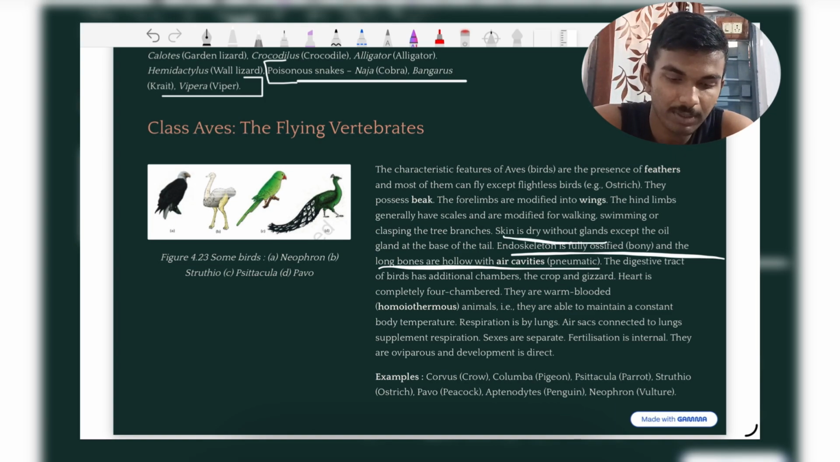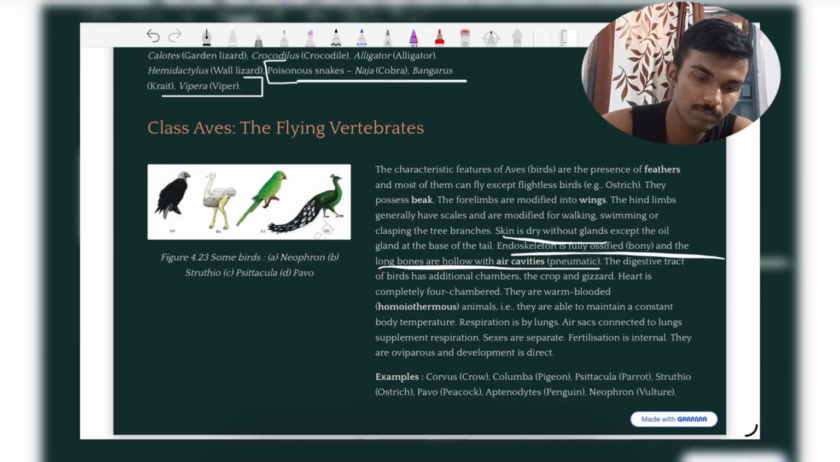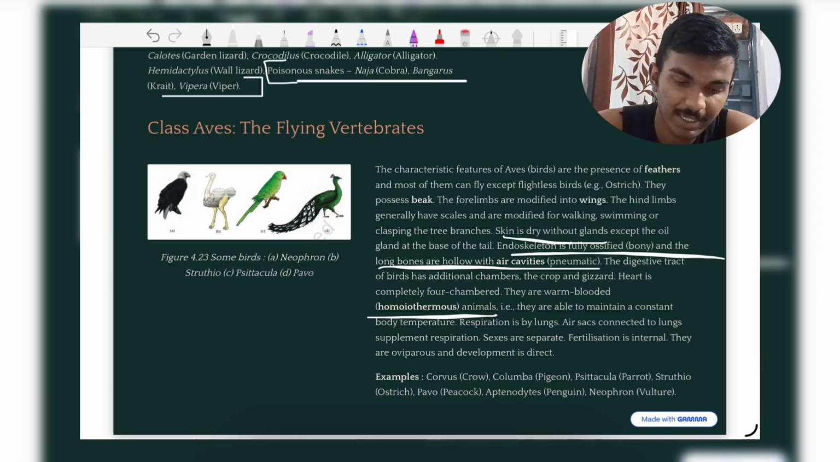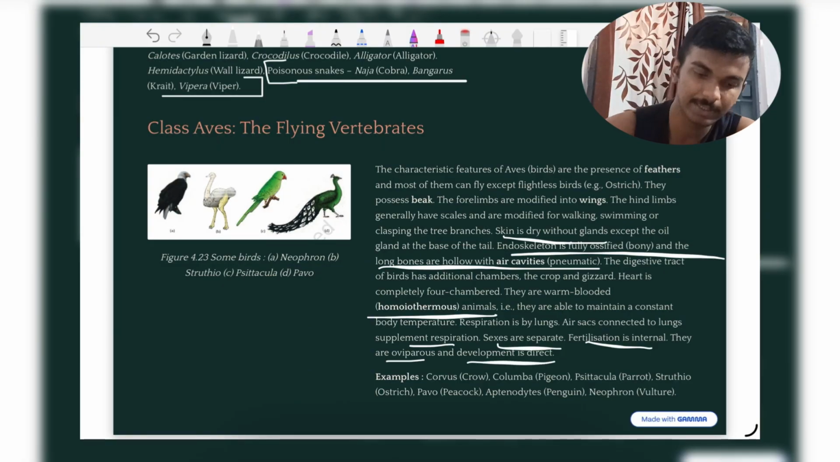Skin is dry without glands. The digestive tract of birds has additional chambers, the crop and gizzard. The heart is completely four-chambered. They are warm-blooded homeotherms, that is, they are able to maintain constant body temperature. Respiration is by lungs. Sexes are separate. Air sacs connected to lungs supplement respiration. Fertilization is internal. They are oviparous. Development is direct. Examples: Corvus, crow; Columba, pigeon; Psittacula, parrot; Struthio, ostrich; Pavo, peacock; Aptenodytes, penguin; Neophron, vulture.